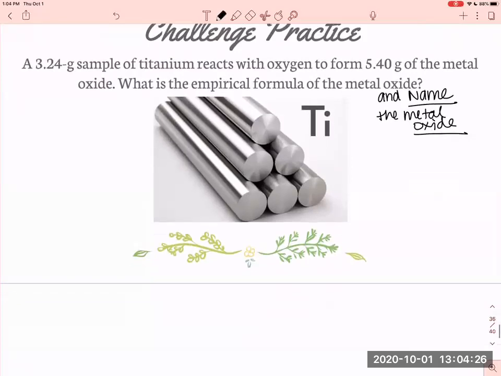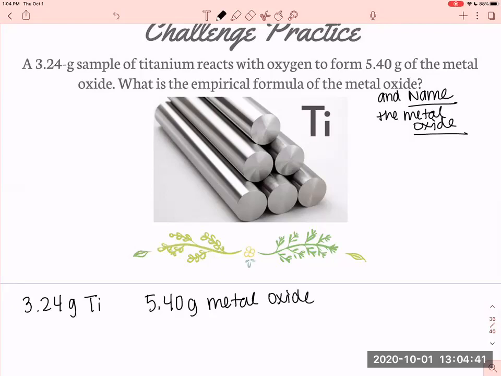Okay, first step, let's write out all of our information. Titanium reacts with oxygen so that I have 5.40 grams of the metal oxide. Okay, so we can find a percent composition here of titanium, but that's not really going to help us because what do I need to do empirical formula? I need each individual element. I have 2 elements here, titanium and oxygen.